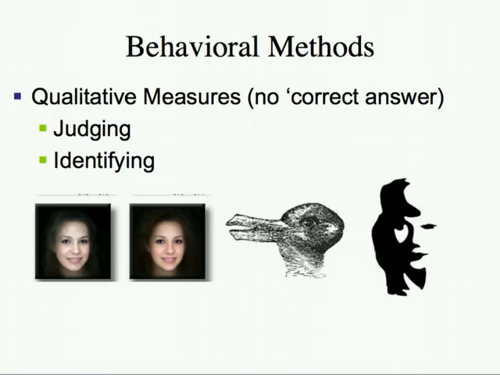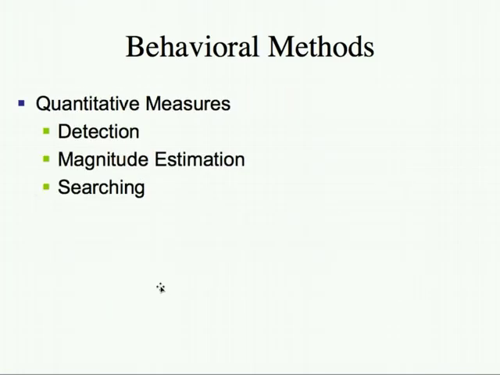Qualitative measures are cases where there's no correct answer. So for instance, judging attractiveness or identifying some sort of ambiguous stimulus. In this case, there's no correct answer as to whether this is a person playing the saxophone or a face, but one can make a judgment at any given moment as to which one you see. And you can have consensus, for instance, about which one of these is more attractive, but there isn't actually a correct answer per se to this question. So we can measure things that make differences in qualitative measures, and of course quantitative measures as well, where there is a correct answer.